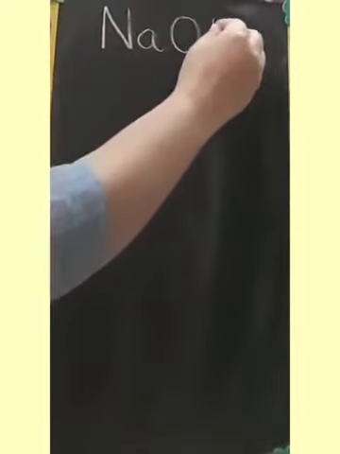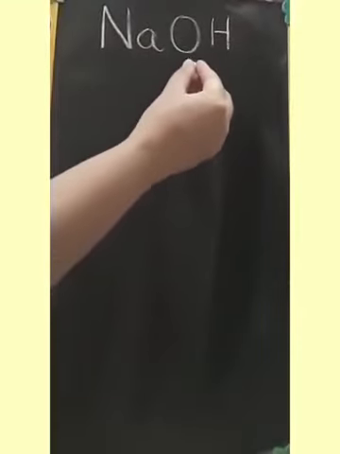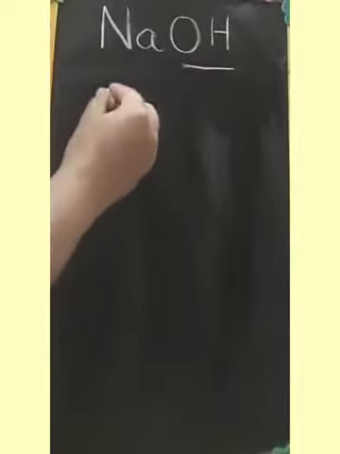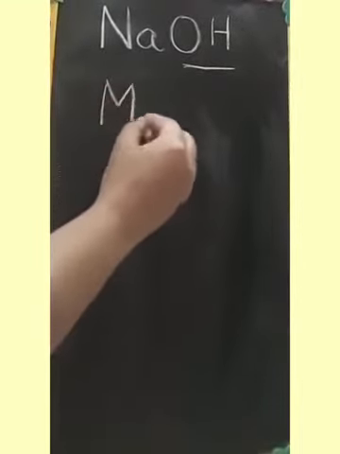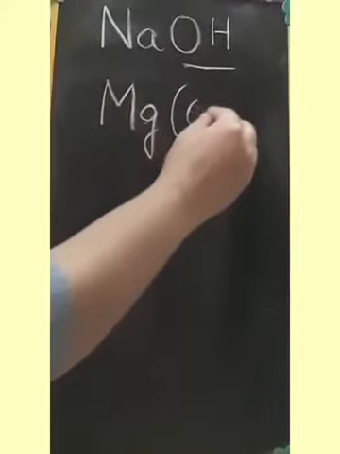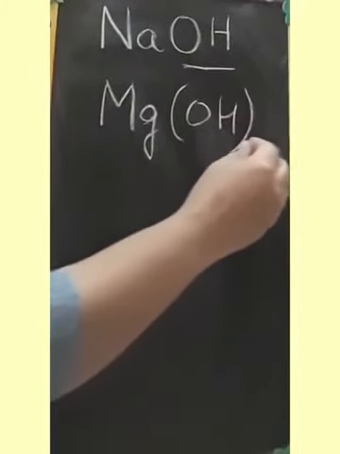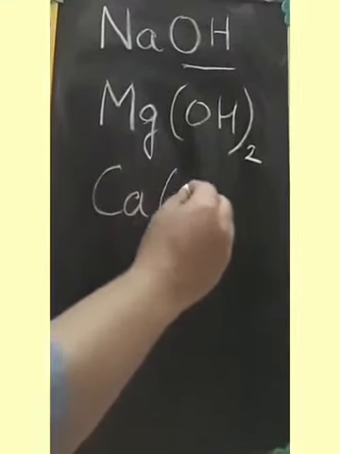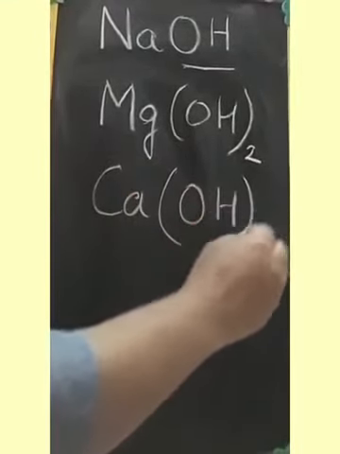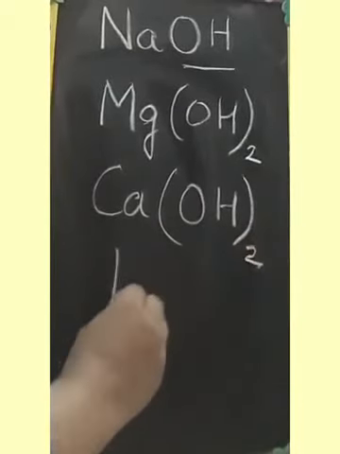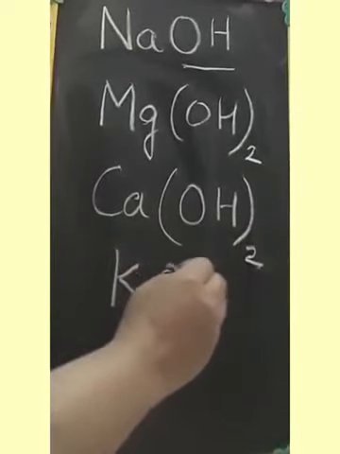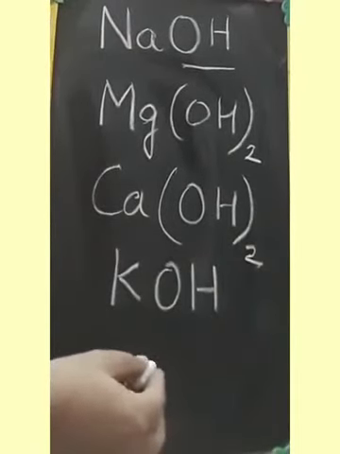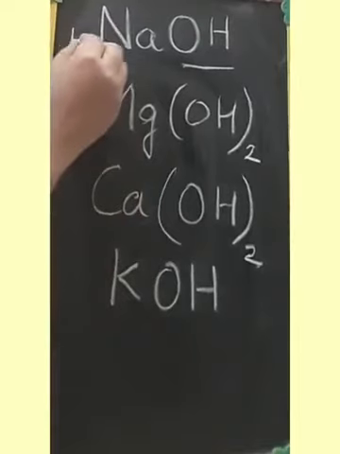sodium hydroxide. When you are writing a base, you will notice that there will be some OH coming at the end of each of these bases. This is magnesium hydroxide. Then we have calcium hydroxide. We have potassium hydroxide. Again, these are the commonly used bases which are required for our chemical reactions.